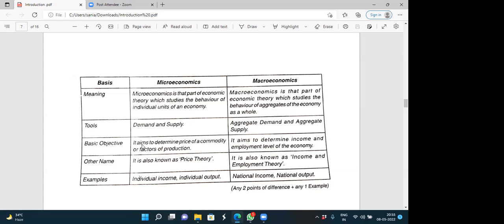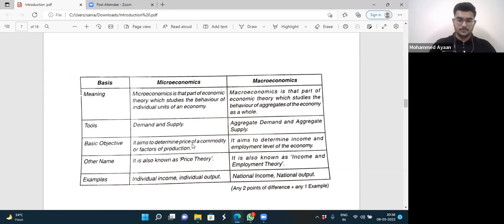Now, what is the main objective of microeconomics? It determines the price of a commodity or factor of production. It determines income and employment. Remember, microeconomics deals with price and production, like what will be the price of sugar? For example, let's take a scenario. Summers are going on, right? So what will be the demand for woolen clothes? In summers, will people demand woolen clothes or not?